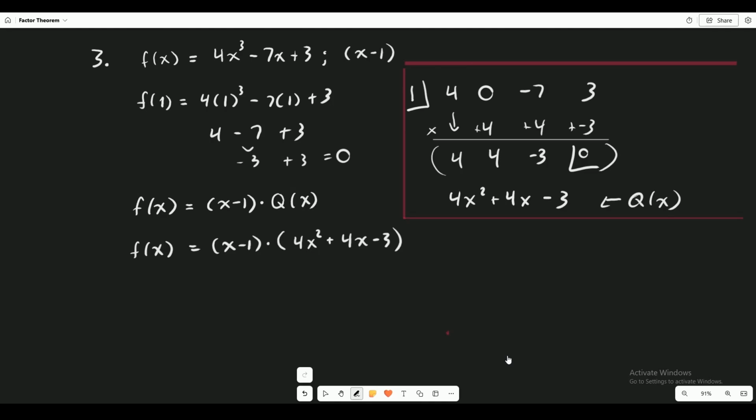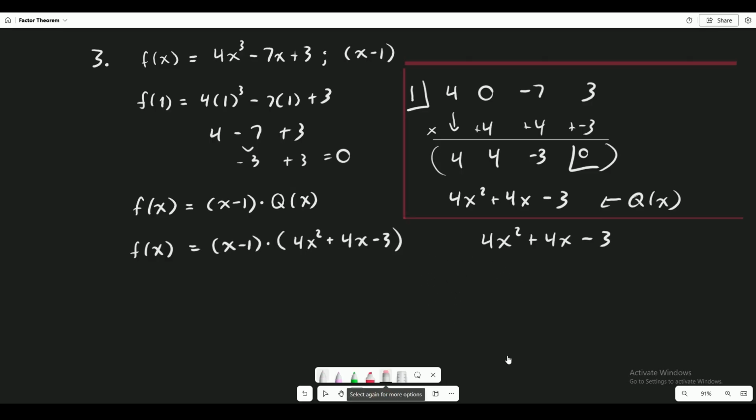All right. Let's take q of x, 4x squared plus 4x minus 3. And I'm going to factor it using the ACB method. A is equal to 4 and C is equal to negative 3. So 4 times negative 3, A times C.